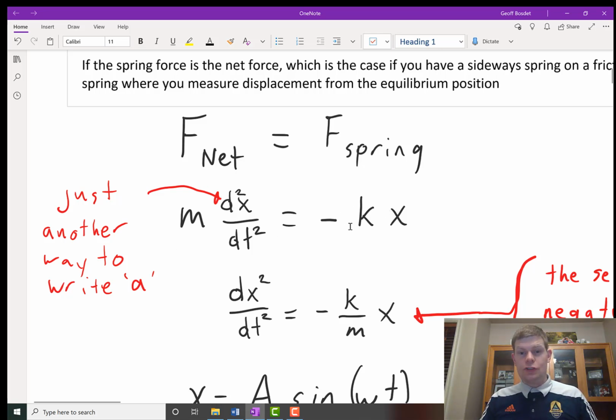net force is equal to your spring force. Your net force is m times a. Here's just another way of writing a, as you know from your calculus class, the second derivative of your position. And that's going to be equal to your spring force, which remember is equal to negative your spring constant, which is kind of like how stiff the spring is, newtons per meter, how hard it is to stretch or squish, times how far you've stretched it from your equilibrium position.